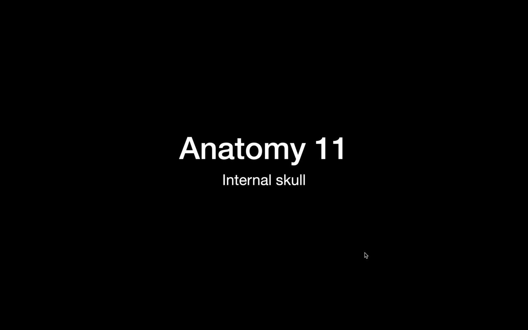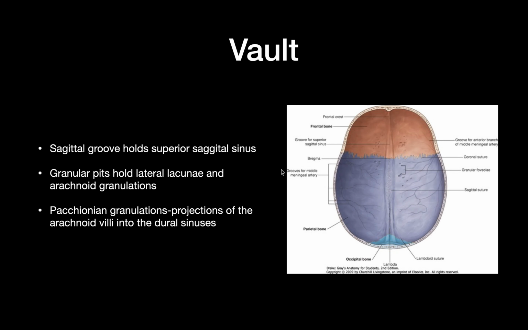Hello and welcome back. We will be continuing with the skull. So the vault, as you can remember, is the top of the calvaria. Here, there's the bregma, that is the center of the skull, where the coronal suture separates the frontal and the parietal bones, and the sagittal groove will hold the superior sagittal sinus, as you can see here.